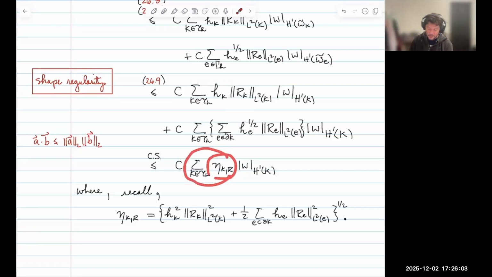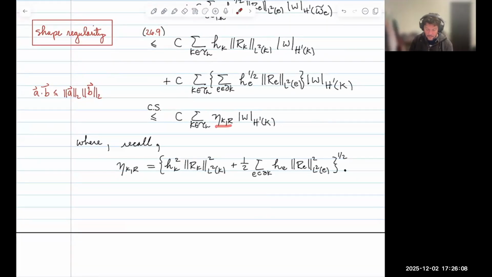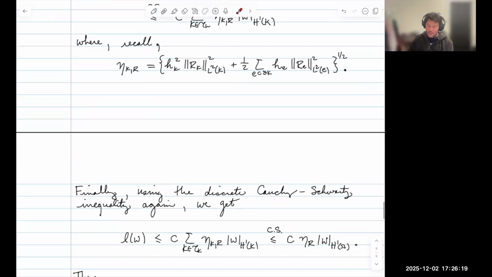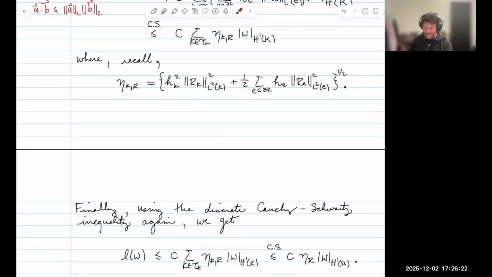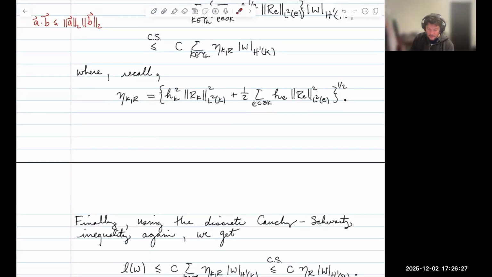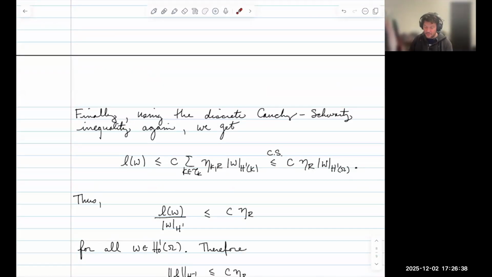This object here is my element-wise error estimator, but I still want this to be the global error estimator. So how do I do that? It's going to be one more application of the discrete Cauchy-Schwarz inequality. Again, I'm going to leave that as an exercise for you, to show how this is just a sum over a finite number of things. And I've got an object here that's really looking like that object again. So that's what I mean by applying the discrete Cauchy-Schwarz inequality again. Once I do that, I get that.